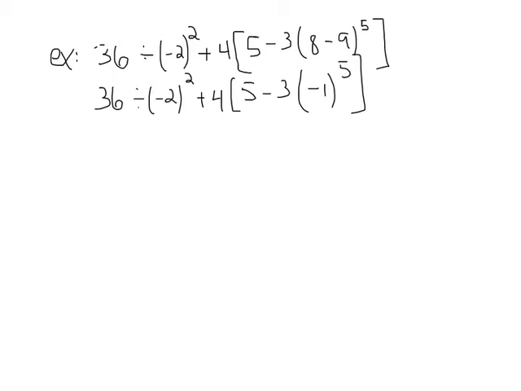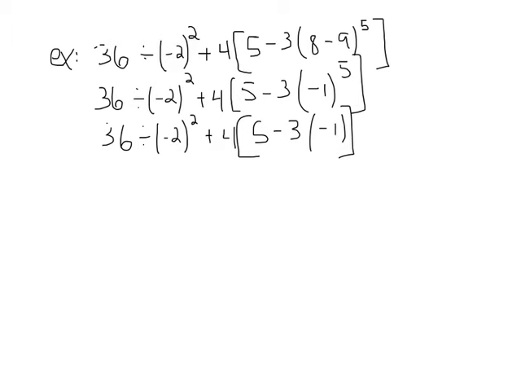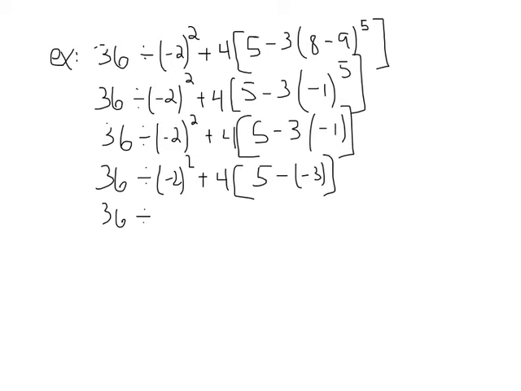We now need to deal with the set of brackets. So inside the brackets, we also have to pay attention to order of operations. Once again, notice how I'm leaving everything else alone. So inside the brackets, I have exponents. Negative 1 to the 5th power is negative 1 times itself 5 times, which is negative 1. Still leaving everything else alone, I'm going to continue to work inside the brackets. I have to do multiplication next. 3 times negative 1 is negative 3, so I have 5 minus negative 3. 5 minus negative 3 is really 5 plus 3, which is 8.